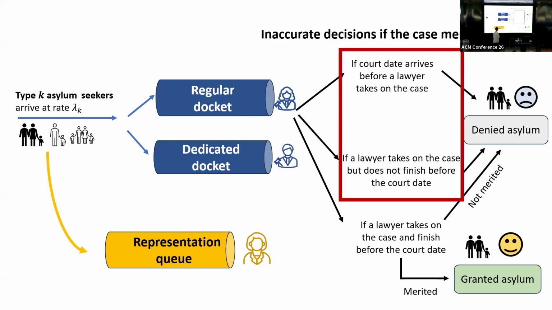But as we can see, for the first two cases, if the court date arrives before a lawyer takes on the case, or a lawyer does not finish preparation before the court date, and the case merits asylum, the court will make an incorrect decision. The court will wrongly deny the asylum, although the case may merit asylum. And this happens because the case does not have a sufficient legal record.